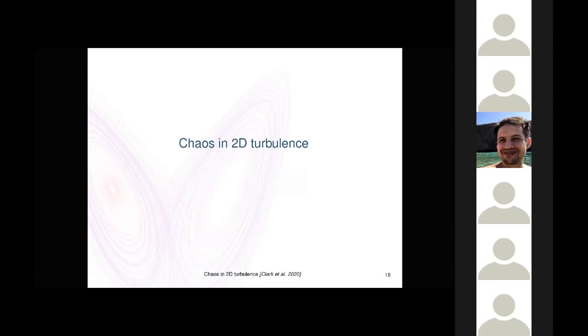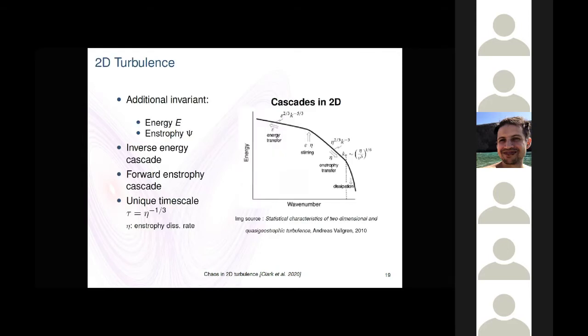Another work, made by Daniel mainly, was on two-dimensional turbulence. He explored how chaos behaved in two-dimensional turbulence. And as we know, phenomenology in two dimensions is quite different. We have an inverse cascade of energy this time and a forward cascade of enstrophy.